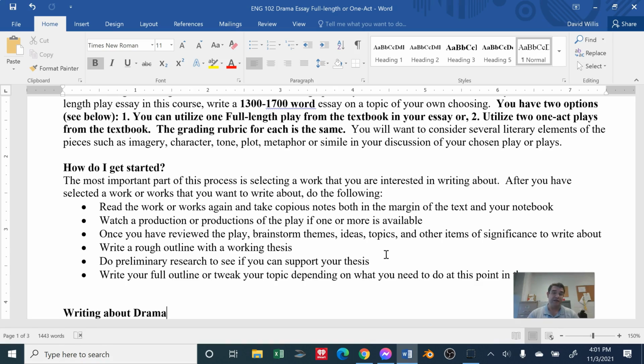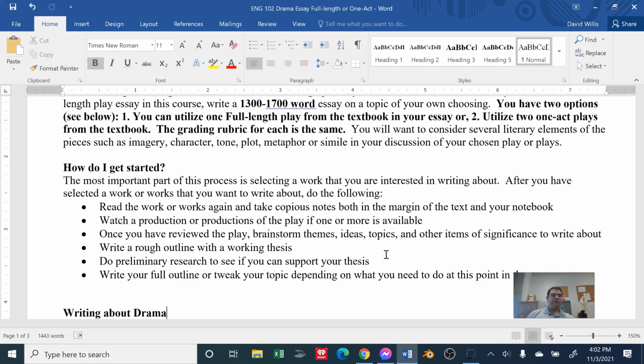You really do need to read your play, even if it's a full-length play, twice before you write about it. If you can, watch a production or a couple productions of the play if one or more is available. In the case of, for example, the Shakespearean play or the Ibsen play, those are going to have multiple versions available for free on YouTube. Once you've reviewed the play, brainstorm themes, ideas, or topics, or other items of significance to write about. This could be something thematic, like the relationship between men and women, the individual versus society, isolation. Lots of different things could fall under that category.